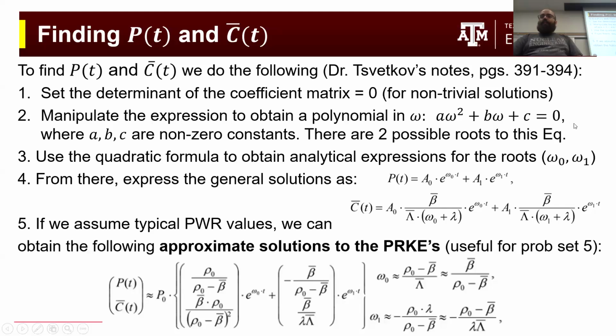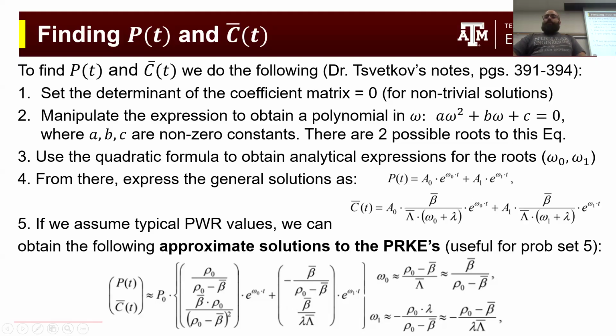And if you have an equation like this, there are only 2 possible roots for omega: an omega 0 and an omega 1. You can solve those by using your favorite formula, the quadratic formula, to find the roots of that quadratic equation. That's going to give you analytical expressions for those roots, omega 0 and omega 1. Once you know what omega 0 and omega 1 are, you can plug them into your general solution. You can express the general solutions like this, and then plug the omega 0 and omega 1 terms in.